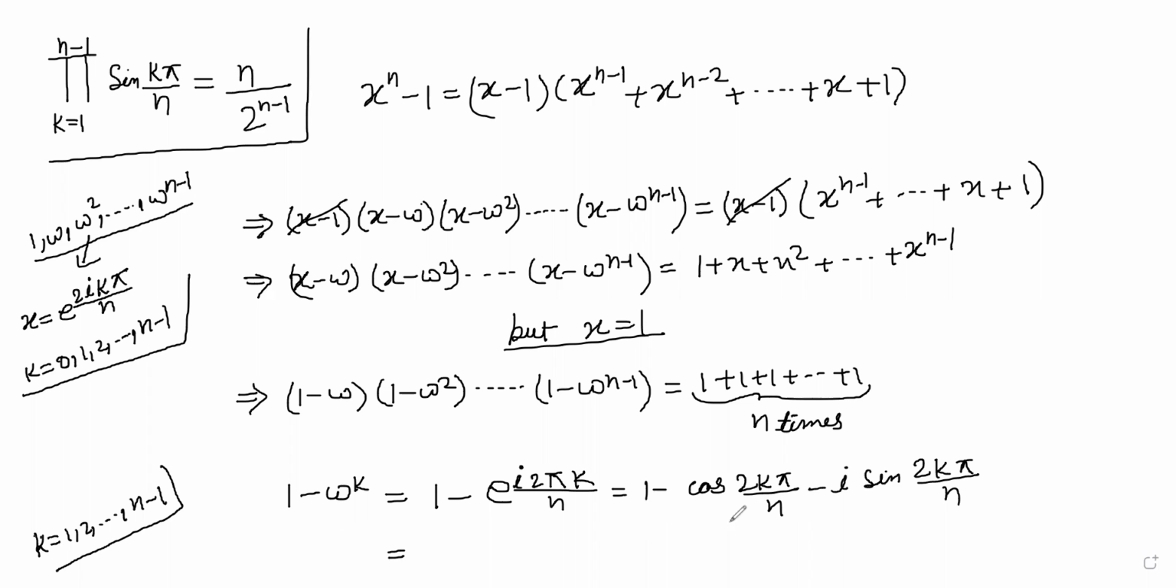And then I will use the formula 1 minus cos 2a is 2 times sine square a. So it is 2 sine square k pi upon n. And minus sine 2 theta is 2 times sine theta into cos theta, so I will use that. So minus 2 iota sine k pi by n into cos k pi by n.